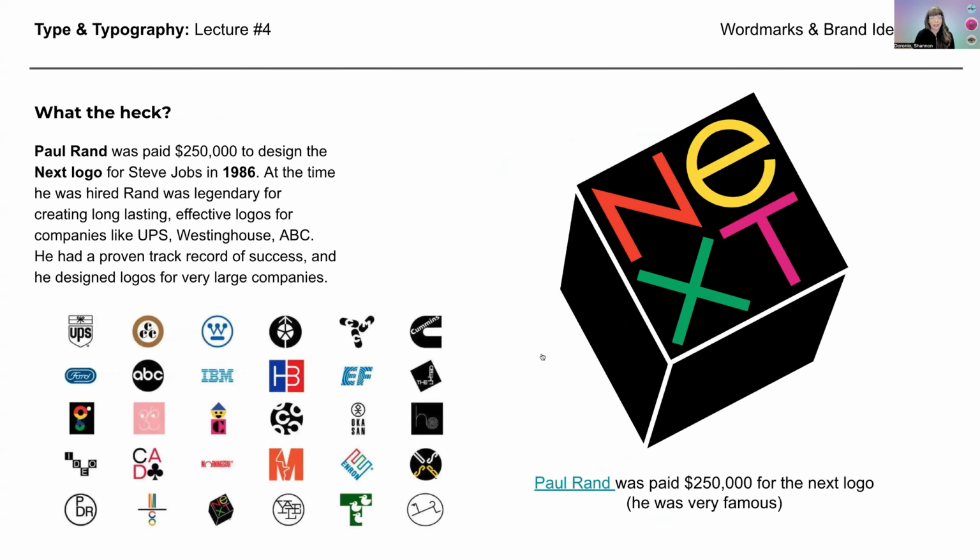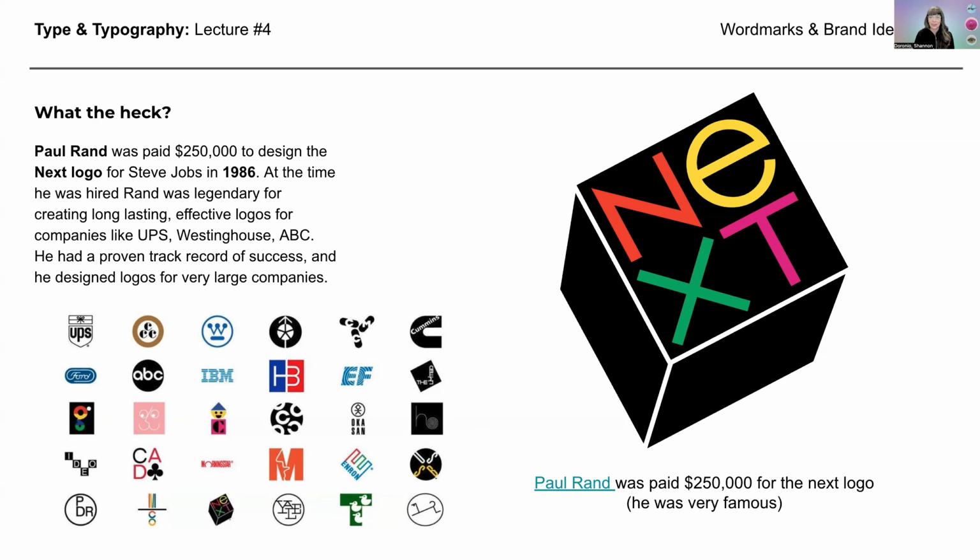So, yeah, what the heck? When we look at Paul Rand, this is like my favorite comparison to the Nike logo. Paul Rand was paid $250,000 for the NeXT logo. How many of y'all have ever heard of the company NeXT? Probably not very many of you. So Paul Rand was paid $250,000 to design the NeXT logo for Steve Jobs in 1986.